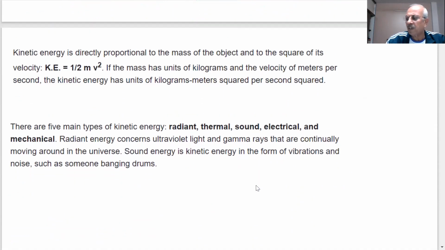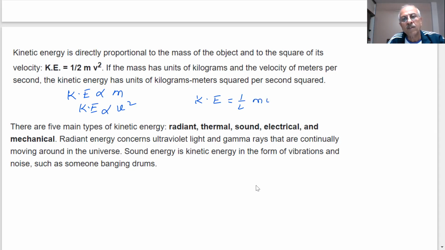And a formula has been given. Kinetic energy is directly proportional to the mass of the object and to the square of its velocity. And the formula has been derived: half m v square.